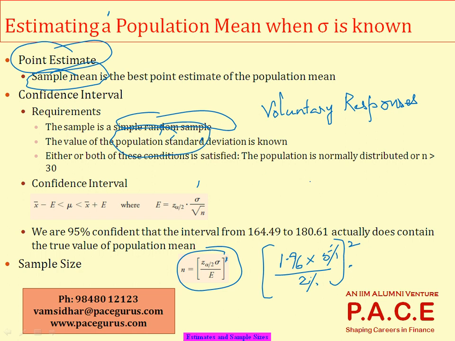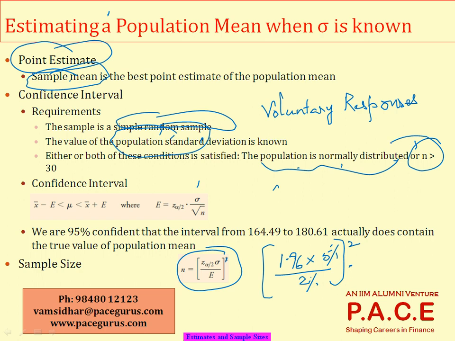And you should make sure that your data is satisfying one of these two conditions. Either your whole data is normally distributed, then don't bother about the size of the data. And in case the data is not normally distributed, at least the sample size should be 30. If both the conditions are not met, then you cannot estimate the population mean through this mechanism.